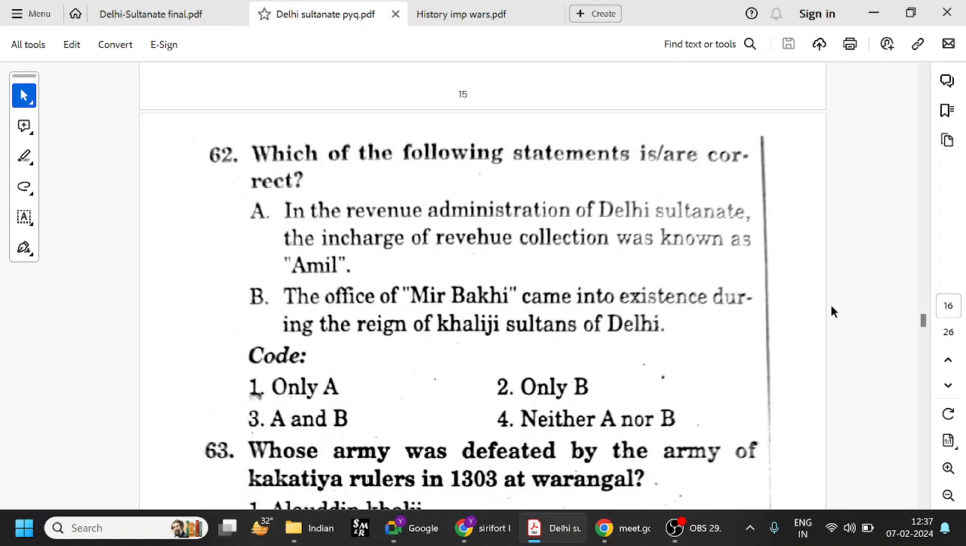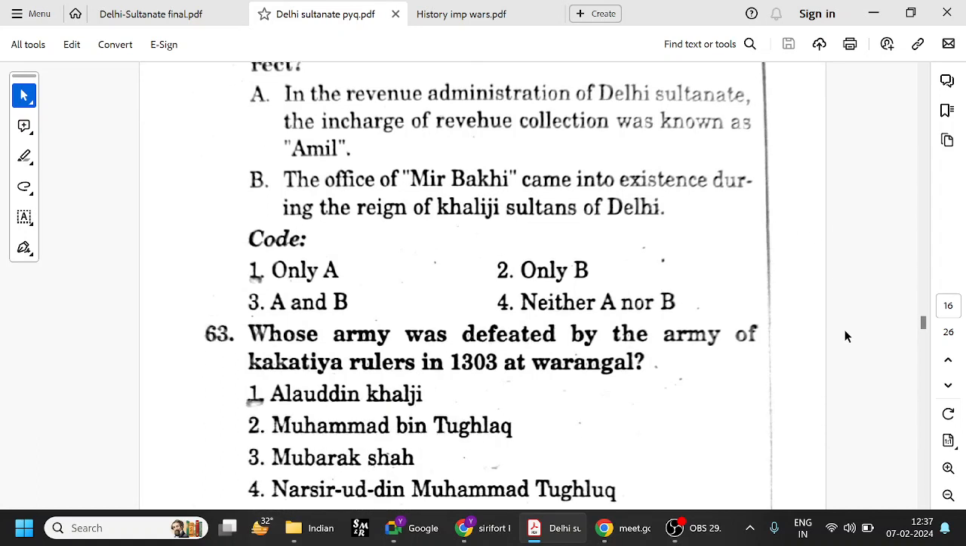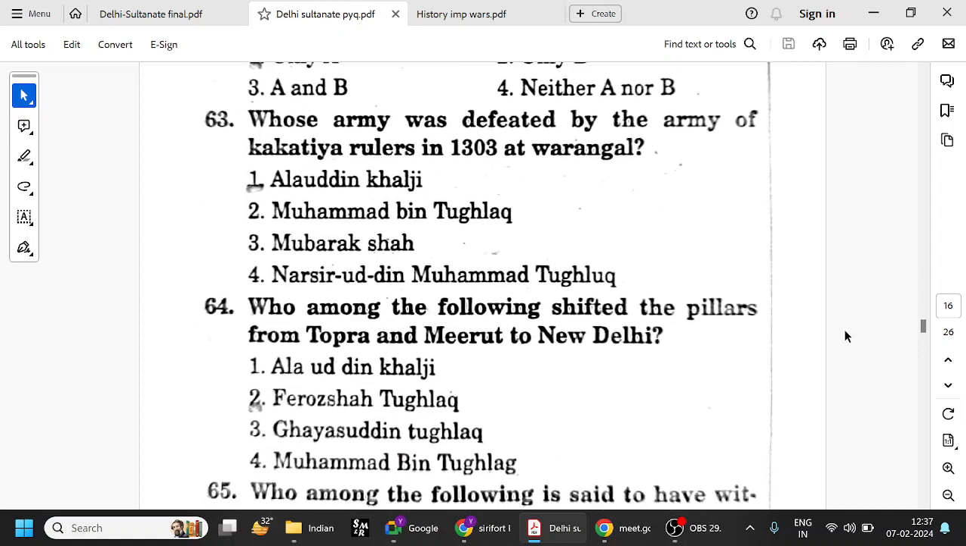In the revenue administration of the Delhi Sultanate, the person in charge of revenue collection was known as Amil. We have already seen this. The military department is Diwani Ariz, agriculture is Diwani Kohi, and the office of Mir Bakshi came into existence during the reign of the Mughals, not the Khiljis. Mir Bakshi was the head of the military, the military commander, and it is during the Mughal period. So only A is the answer.